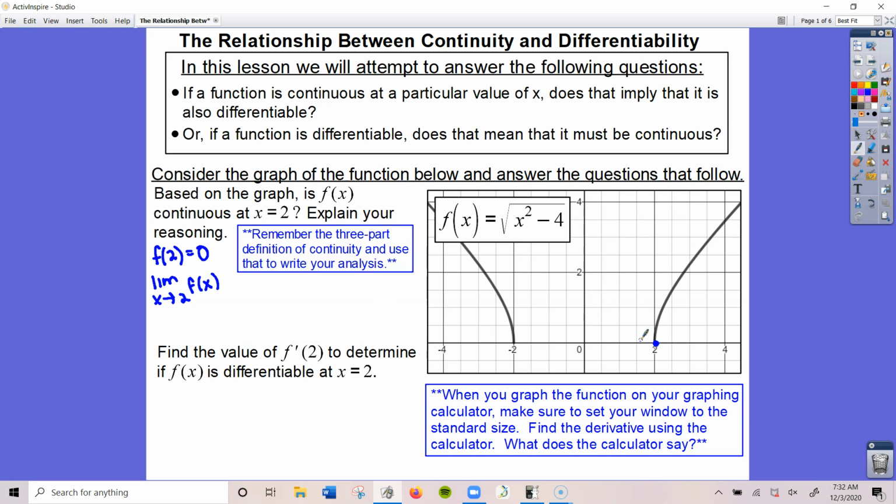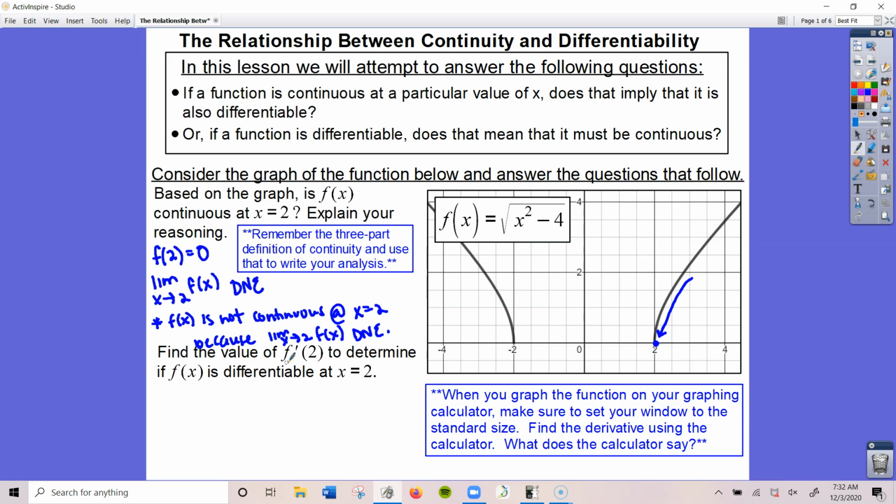If I look here, remember that in order for the limit to exist, the left side must equal the right side. Now the right side is approaching 0, but we see that on the left side there's nothing there. Therefore, the limit does not exist. And because the limit does not exist, this means that f of x is not continuous at x equals 2, and we would say because the limit as x is approaching 2 of f of x does not exist.